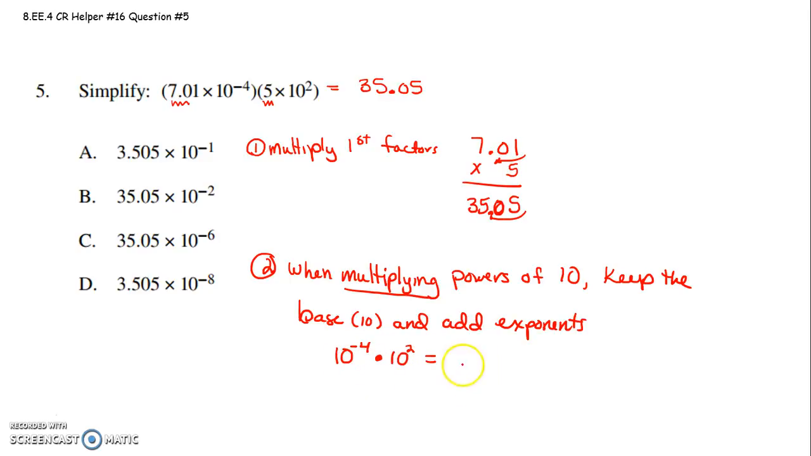When we're multiplying and they have the same base, we keep that base of 10 and we add those exponents. So I do negative 4 plus 2. That becomes 10 to the negative 4 plus 2, which would be negative 2. So now I know I have 35.05 times 10 to the negative 2 power.